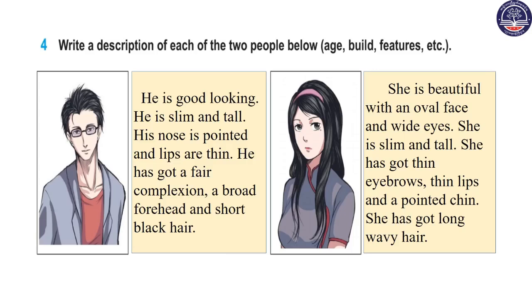Okay, let's read it. He is good looking. He is slim and tall. His nose is pointed and lips are thin. He has got a fair complexion, a broad forehead, and short black hair. She is beautiful, with an oval face and white eyes. She is slim and tall. She has got thin eyebrows, thin lips, and a pointed chin. She has got long wavy hair.